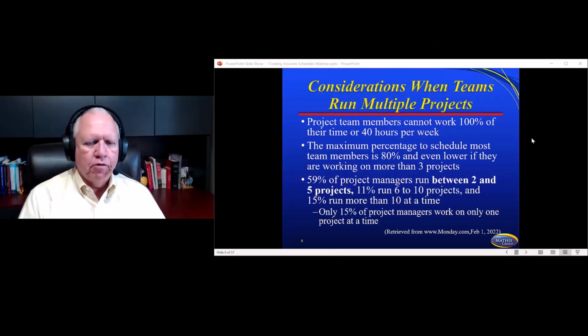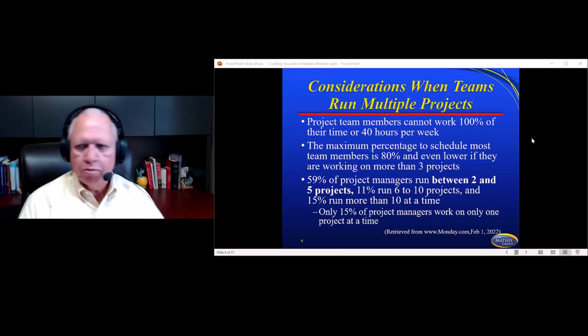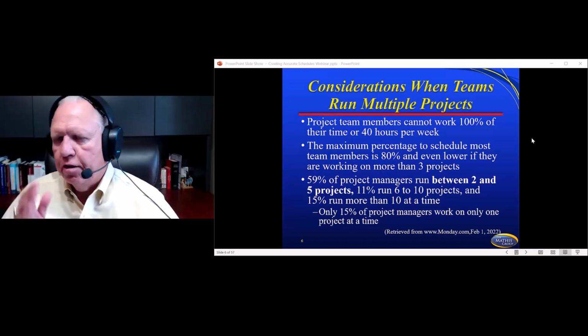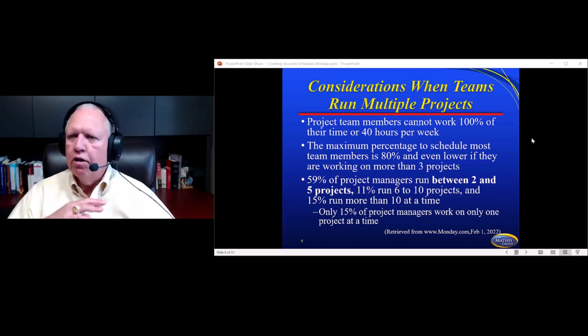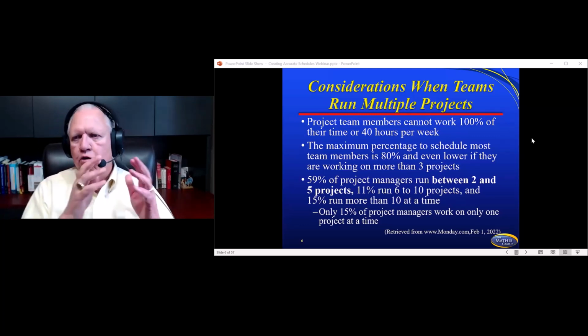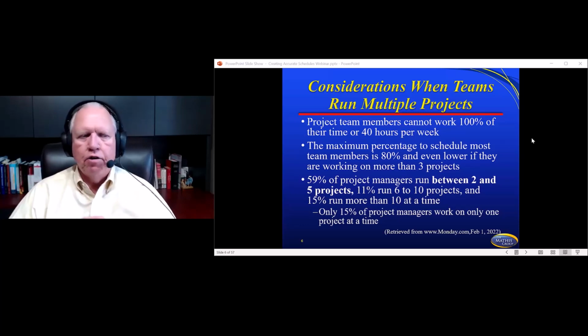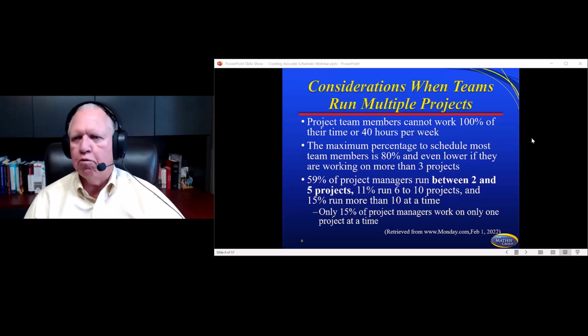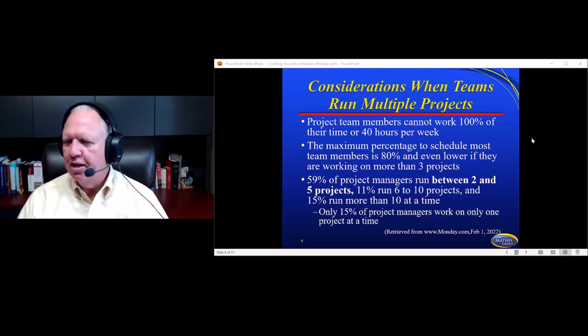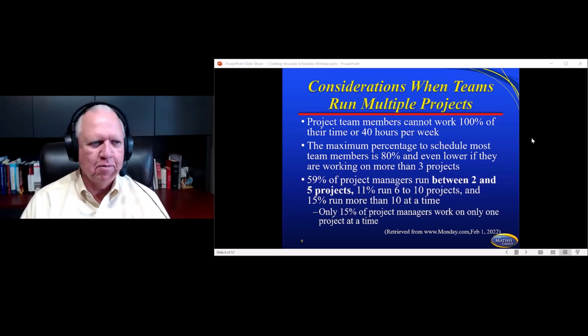Now, there's some considerations when teams run multiple projects. And so I want to speak to this very, very clearly, only because you've got people who are working their buns off on all these different projects. But one of the challenges is if you're on multiple projects, then your scheduling has to change. Your whole mindset has to change. Now, many of you, I know I'm speaking to the choir here, because many of you have done this for a long time. You know exactly what I'm talking about.